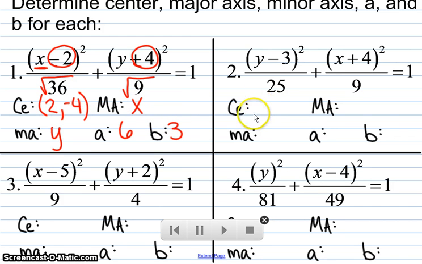Number 2, for our center, we see -3 in the front, but we go, oh my goodness, that's with the y. So that's the second part. So I need to do my 4 first. So my center should be -4, 3.